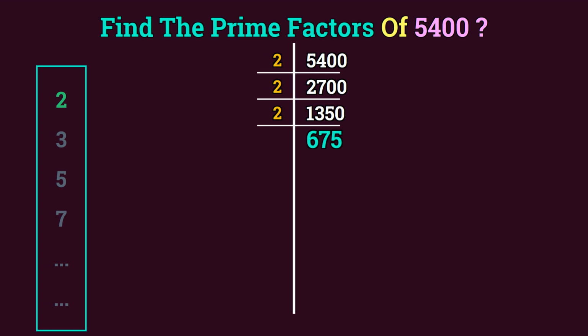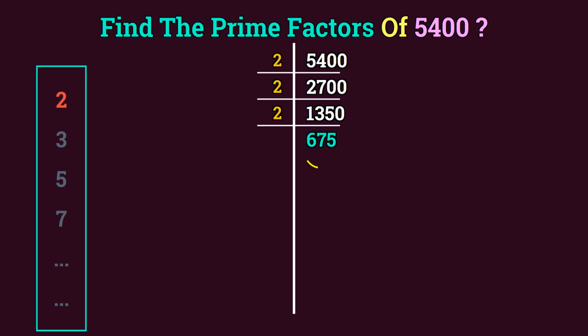Dividing 675 by 2, the result is not an integer. Since the result is not an integer, we will try to divide by the next number.